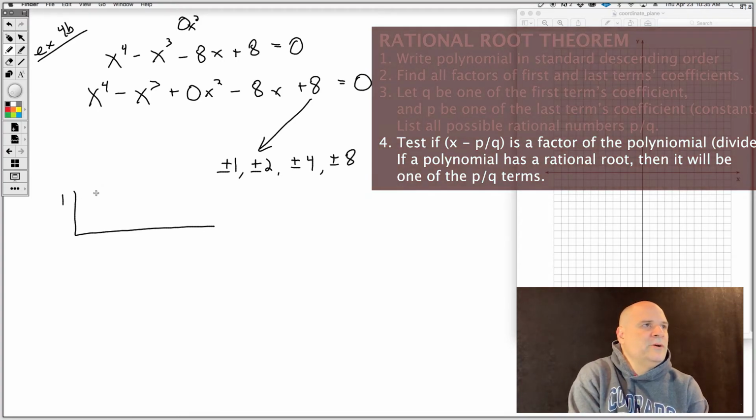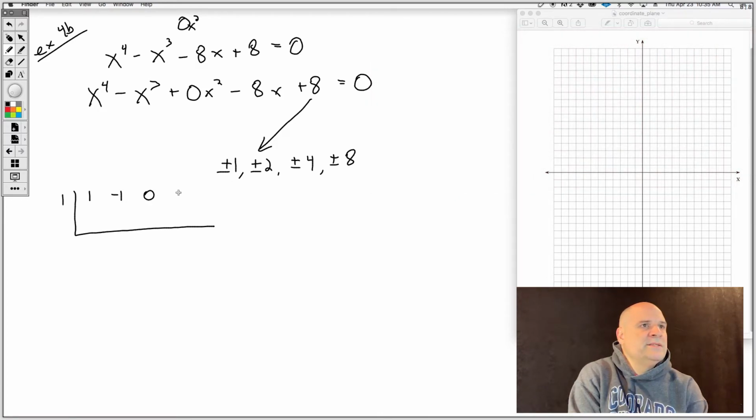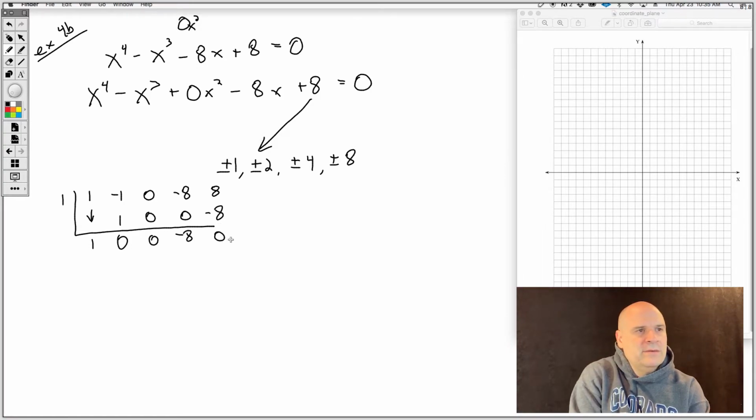Okay? So let's write our coefficients. 1, -1, 0, don't forget that 0, -8, and 8. All right, bring down the first one, multiply, add, multiply, add. Ooh, this is nice. Multiply, add, multiply. Oh, look at that, add. No remainder.